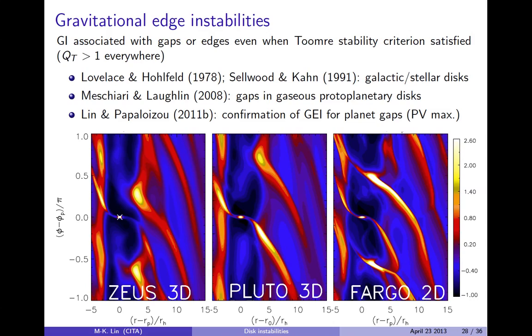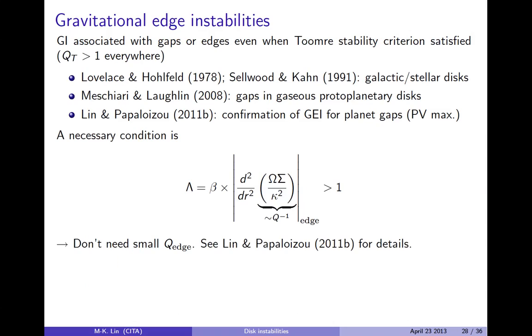I want to point out that this instability is distinct from the Toomre instability. So we have an analytical description of this gravitational edge instability, and our model only makes sense if the edge is sharp enough. So what I'm saying there is, although this is a gravitational instability, you can get away with the Toomre parameter not being close to unity. I can have Q at the edge be larger than 1, but I can make up for that by having a sharper edge and still get instability.